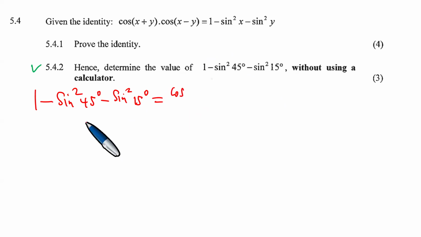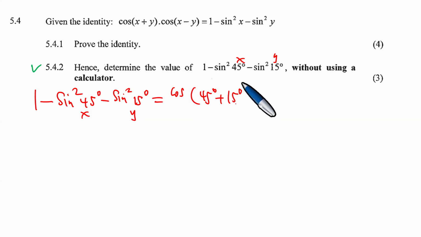is the cosine. Okay, so at this point, if this is like an x and that is like a y, so obviously on the other side of this, it's going to become the sum of the x and y. So it's going to be 45 degrees plus 15 degrees. So we're adding up the x and the y, and we multiply by the cosine of the difference of this. So it's 45 minus 15 degrees, like so.